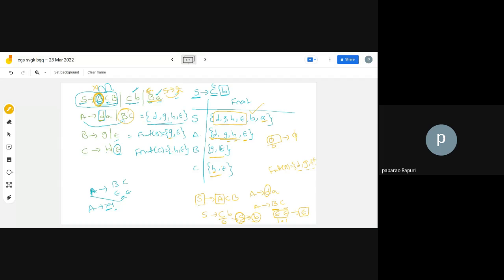So this is the way for finding the first set of every non-terminal for the given grammar. Without finding the first and follow, we can't write the SLR1 parse table. With the help of first set and follow set only, we can construct the SLR1 parse table. Without constructing the parse table, we can't say whether the given string is accepted by the grammar or not. So that is the standard procedure.